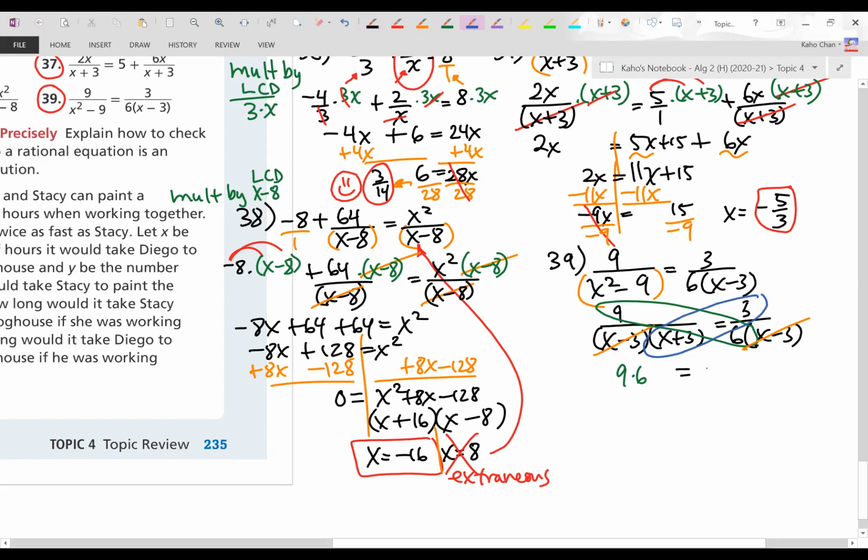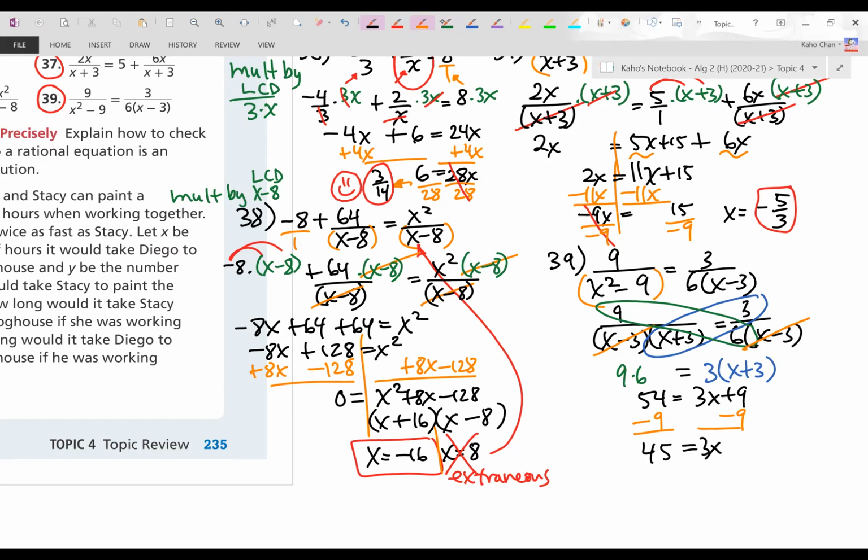That's allowed. Isn't that cool? So I have 54 equals 3x plus 9. Solve. 3x equals, what is that? 45. Yay, divide by 3 on both sides. X equals 15. Quick check, will that cause any problems there or there? No, that is your answer.